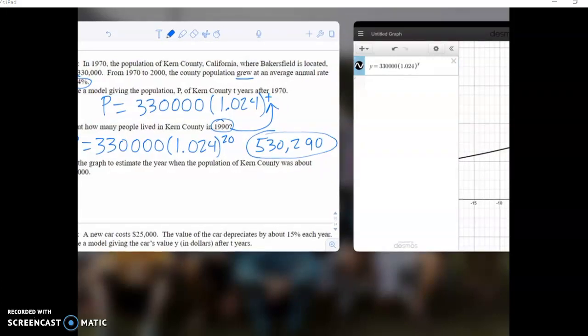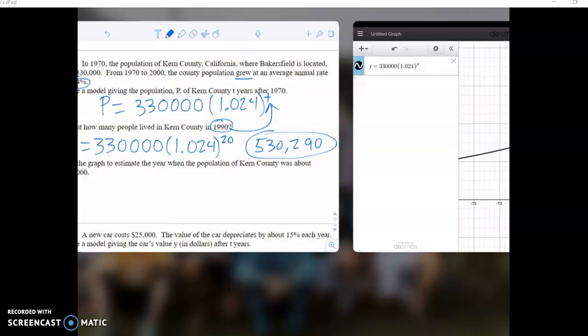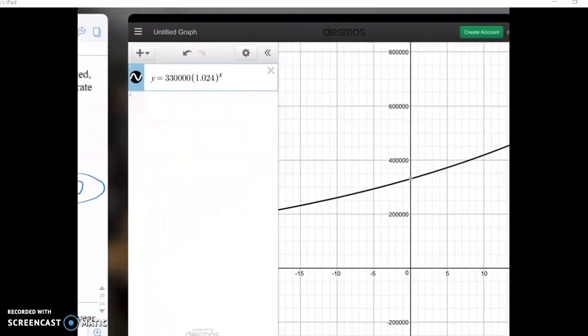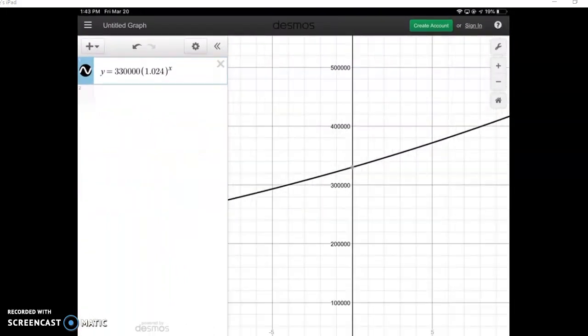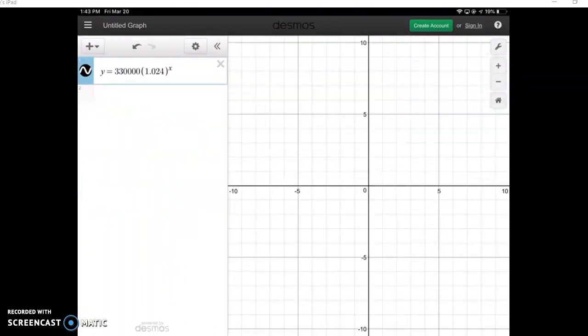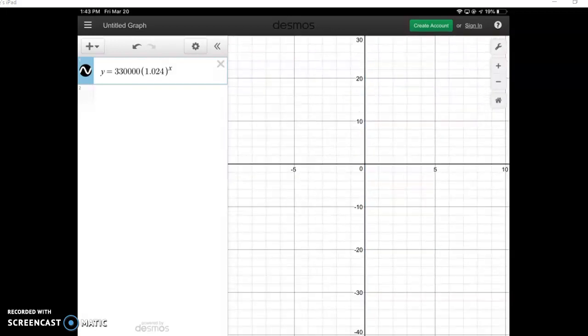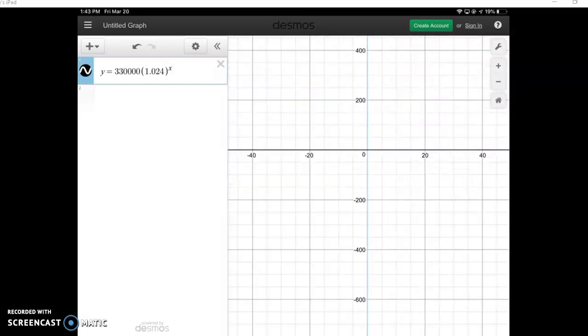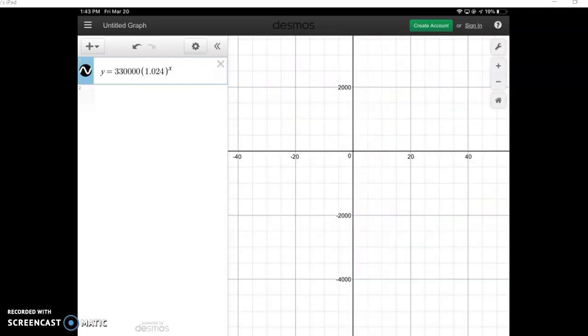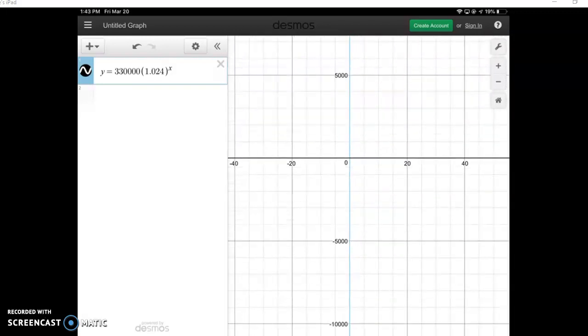It's a free graphing calculator. Works just as good as a regular graphing calculator. And the only thing we do different is instead of writing P and T, you just write Y and X. So this is what it looks like when you type it in. Obviously, you can't see anything, so you have to zoom out a lot till you start to see the line.